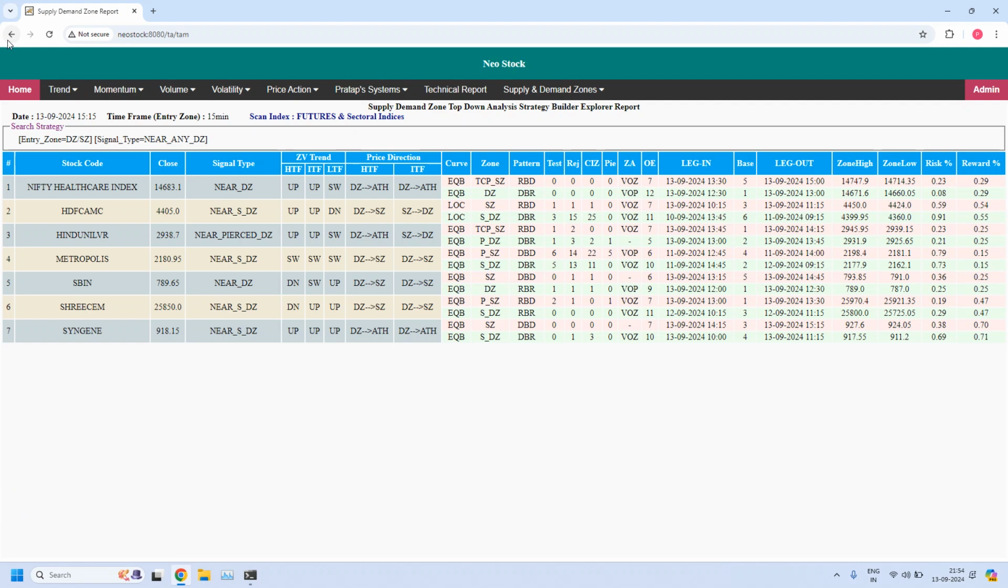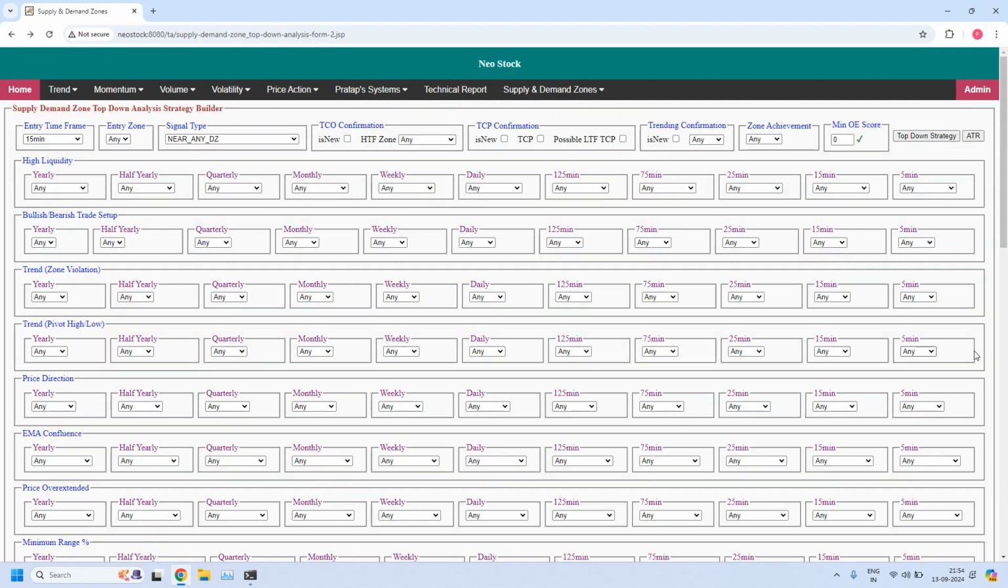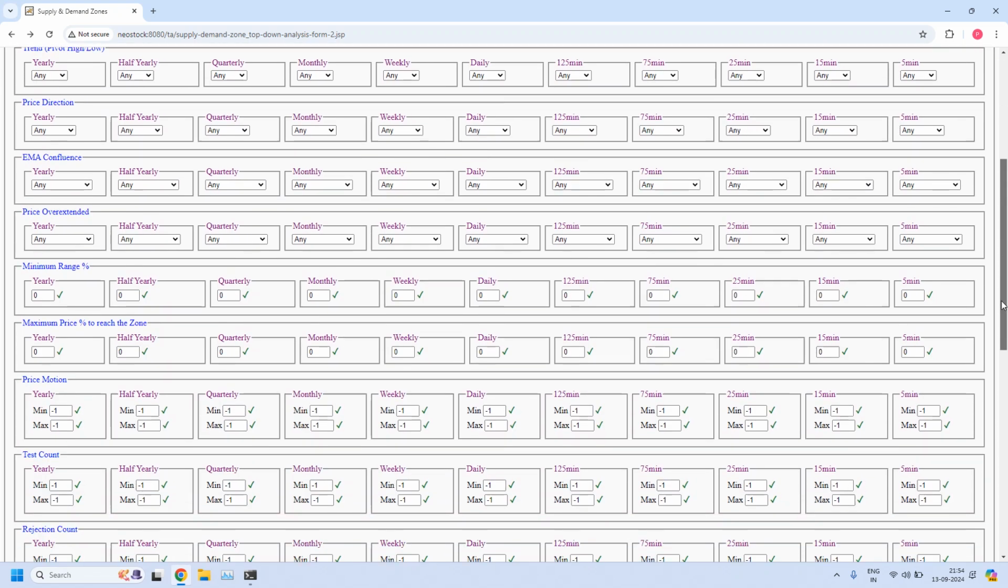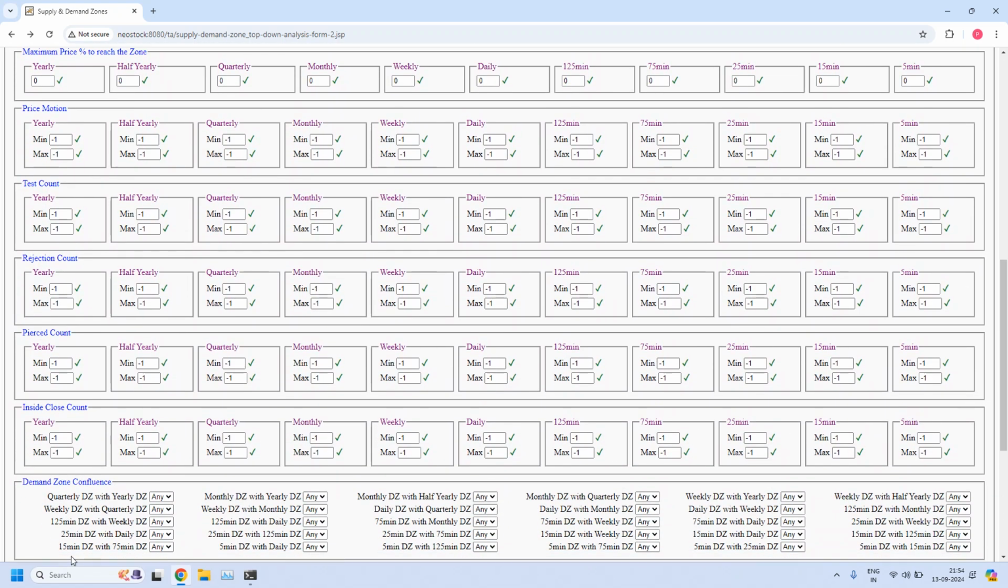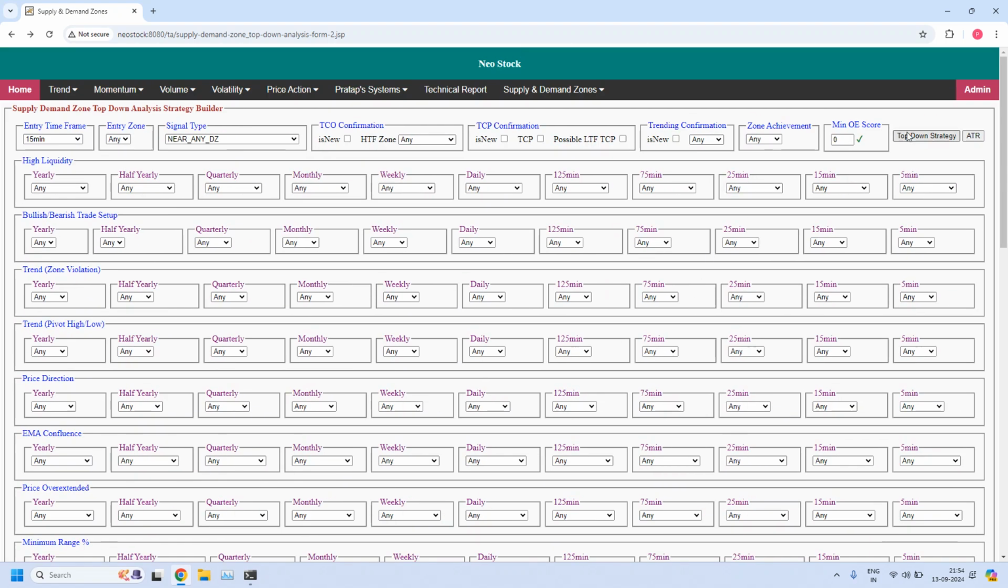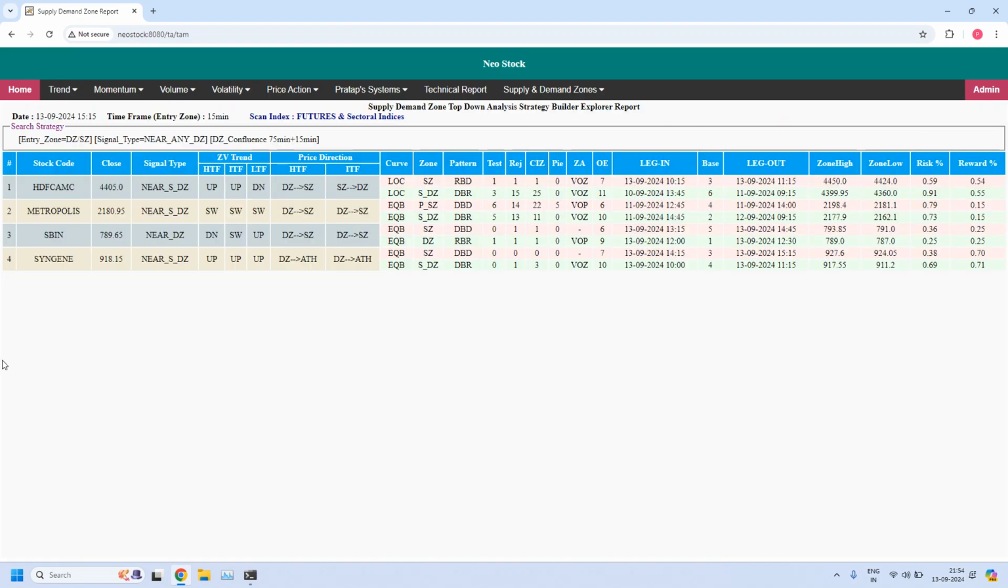Let us check the 15 minutes and 75 minutes zone confluence from that list. I enabled the 15 minutes demand zone with the 75 minutes demand zone filter. So these 4 stocks are filtered, stocks near 15 minute zones having confluence with the ITF time frame, that is 75 minutes.